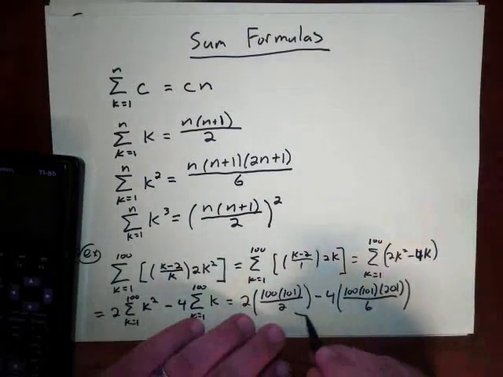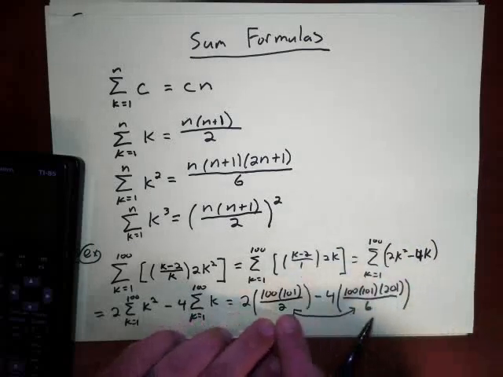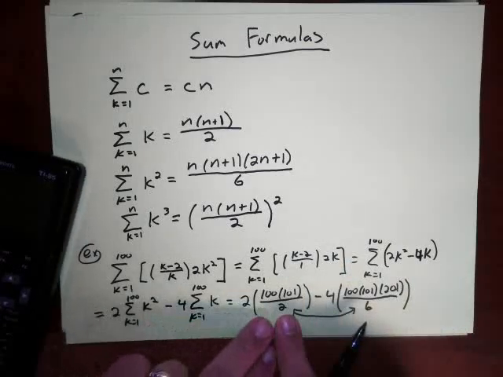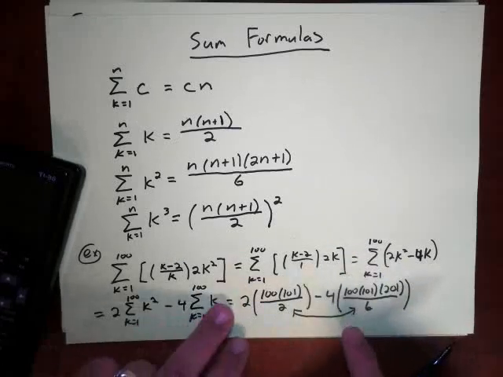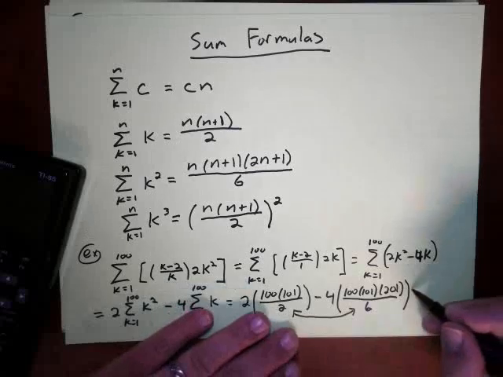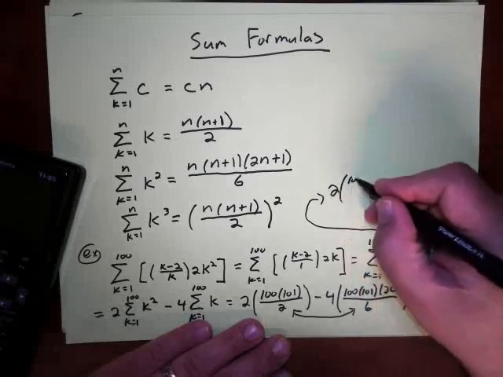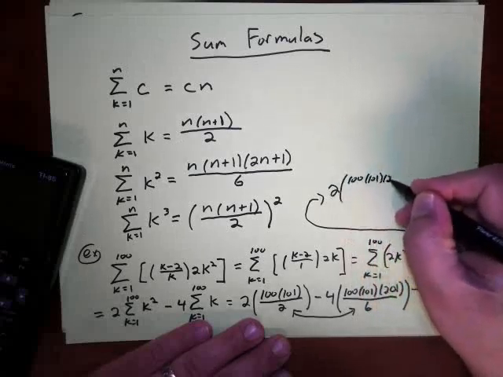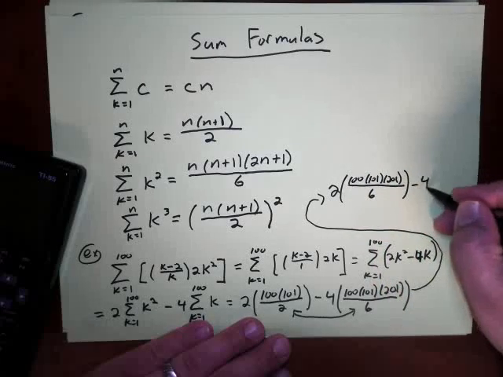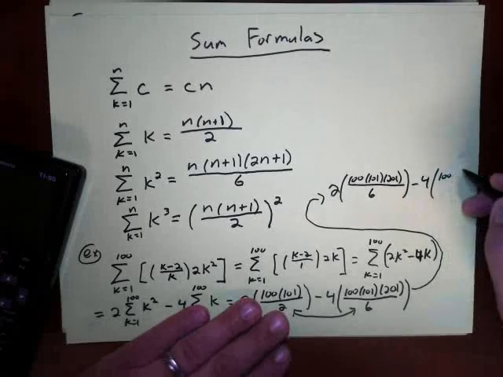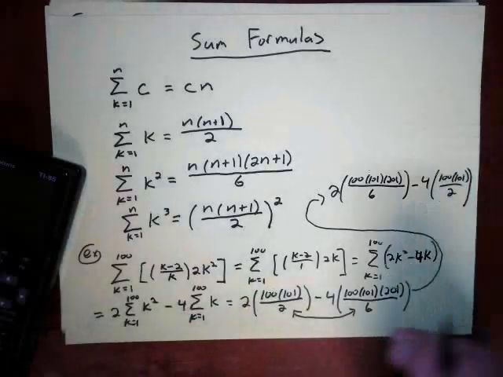What I did wrong is I switched these two formulas around. This is the k squared term, so I should have put this in for that, and this is just the k term. So this should have been 2 times 100, 101, 201, all divided by 6, minus 4 times 100, 101, divided by 2. That's what I did wrong.